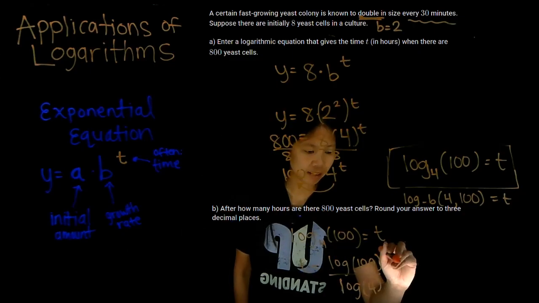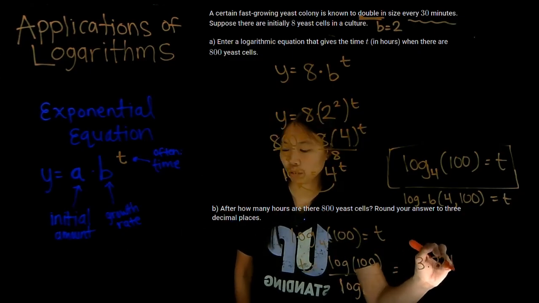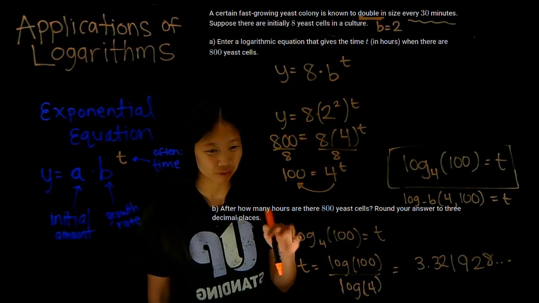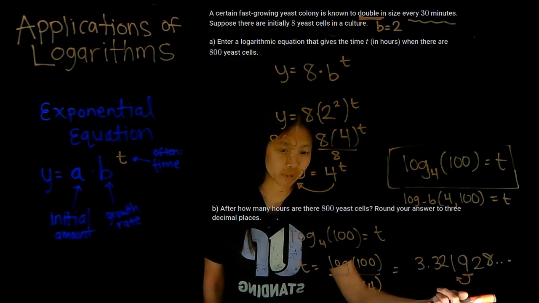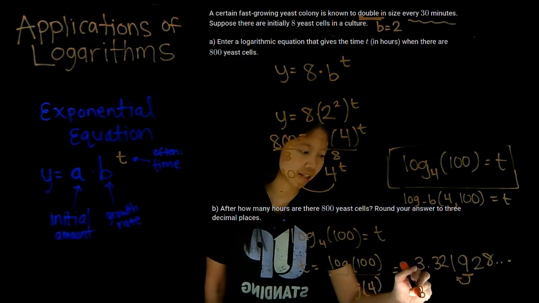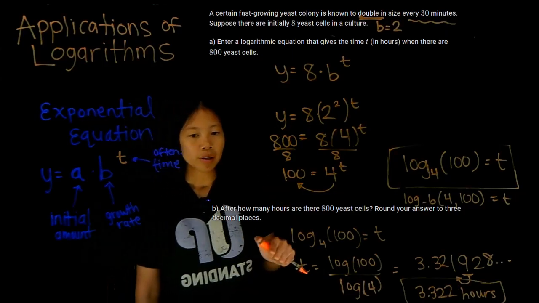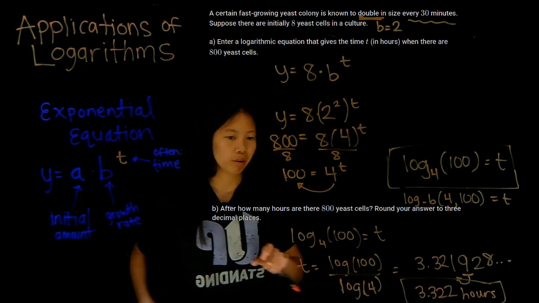All right, and we can see if I type that in, t is about 3.321928, etc. It only wants us to round to 3 decimal places, so that means I'm going to look at the 4th decimal place, and that will determine if it rounds up or stays the same. So in this case, it would round up to 3.322 hours. So if I want 800 yeast cells, then I'd have to wait for 3.322 hours.